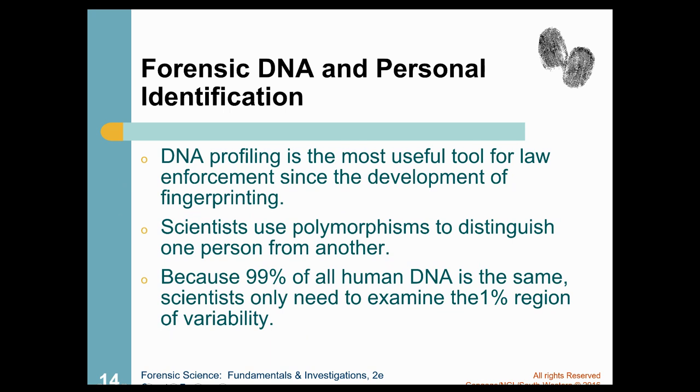So if you have eyewitness accounts and video accounts and fingerprints and all kinds of other evidence in, for example, a carjacking, you're not going to need to spend the time and resources and money to run a DNA sample if it's not necessary. Because remember, it's also very expensive to run DNA. So scientists use polymorphisms, right? So that's going to be one of our vocabulary words.